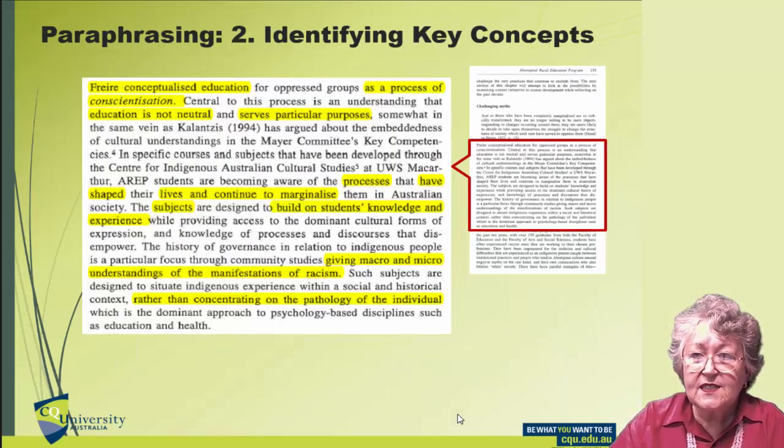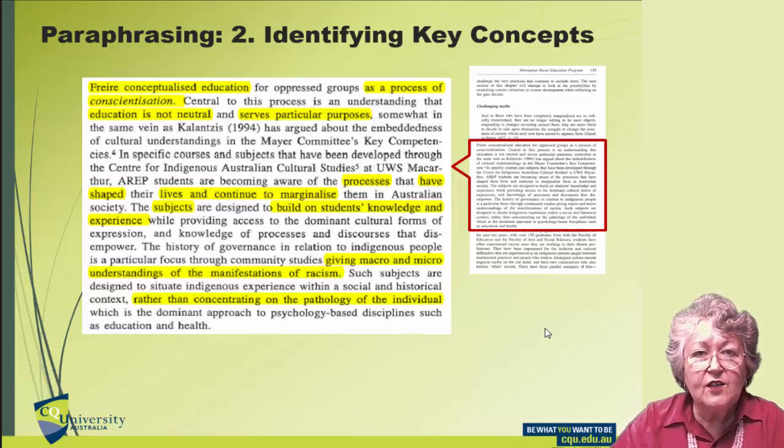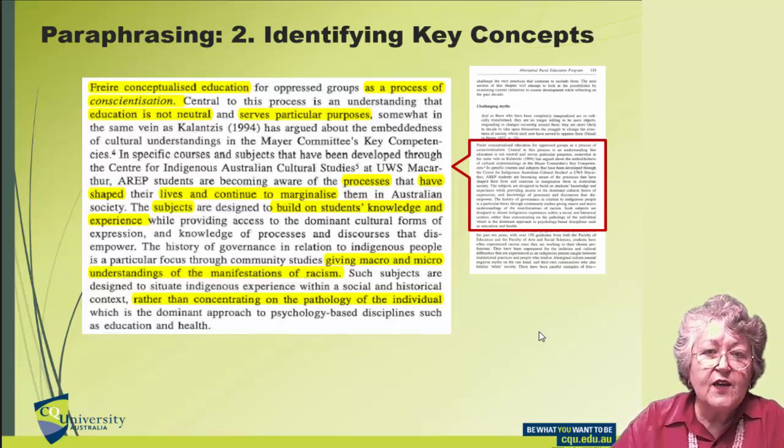So the first thing I do is I start reading for meaning and identify the key concepts. Now, if we look on the right-hand side here, you'll see that paragraph is still highlighted, still surrounded with the red box. But on the left, I have expanded it and I have highlighted it, and you can see here that the highlighting is only a few words and phrases throughout. Now let's just read that, because if you've done paraphrasing correctly, then the reading should make sense. So here we have, Freire conceptualized education as a process of conscientization. Education is not neutral, it serves particular purposes.